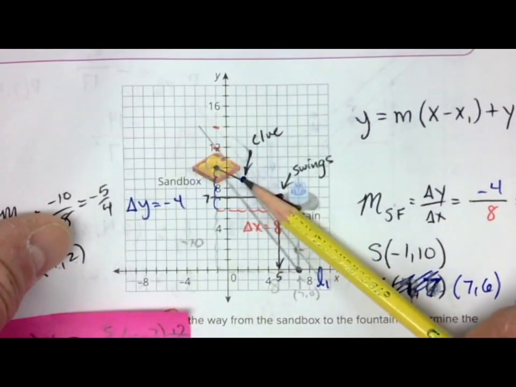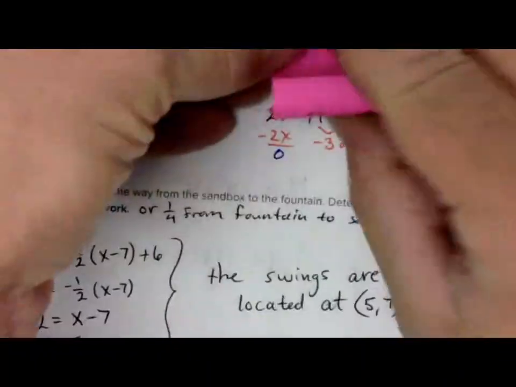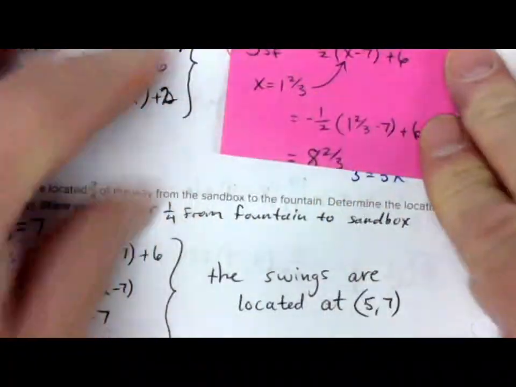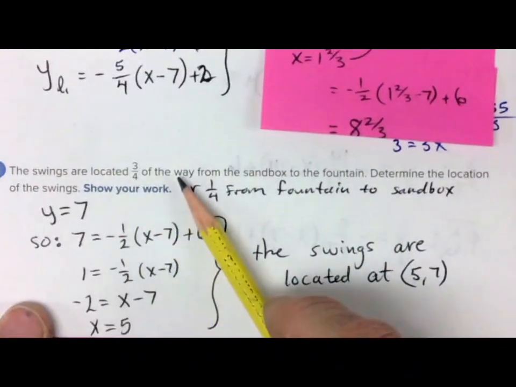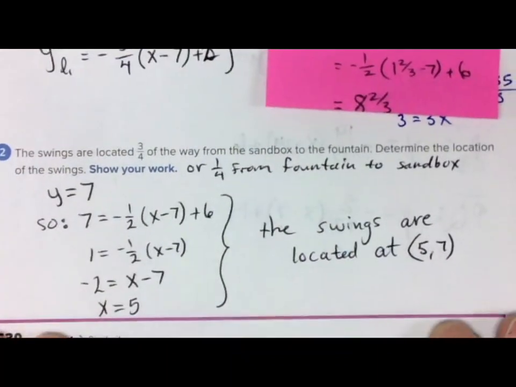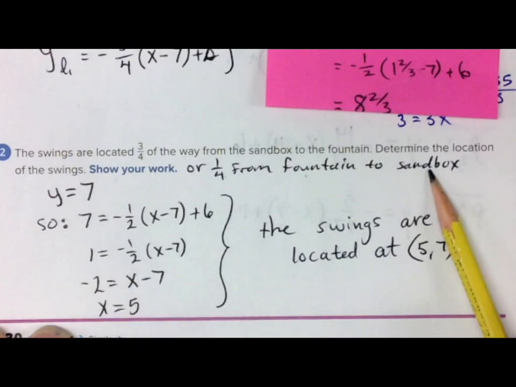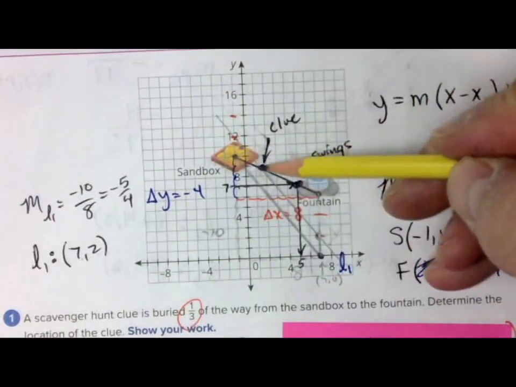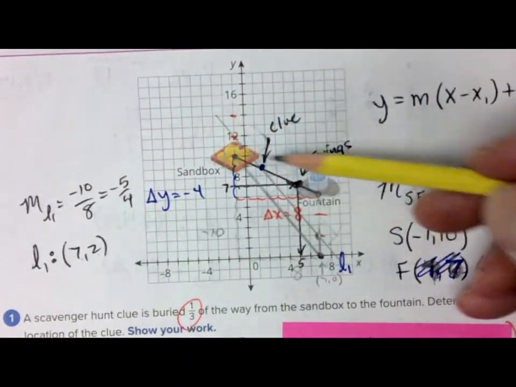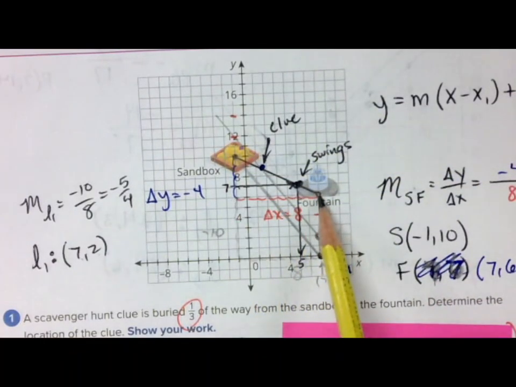Right here. Last question. Get these sticky notes out of the way for a second. Okay. In the last question, the swings are located 3/4 of the way from the sandbox to the fountain. What that means is they're 1/4 of the way from the fountain to the sandbox, going the other direction. To determine the location of the swings, I'm going to go back up to the grid, and I'm going to count that the slope of this line has a height of 4 and a change in x of 8.